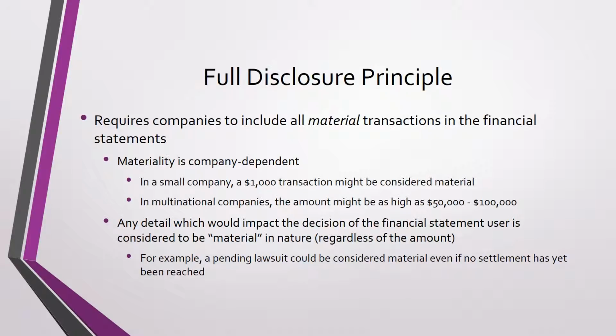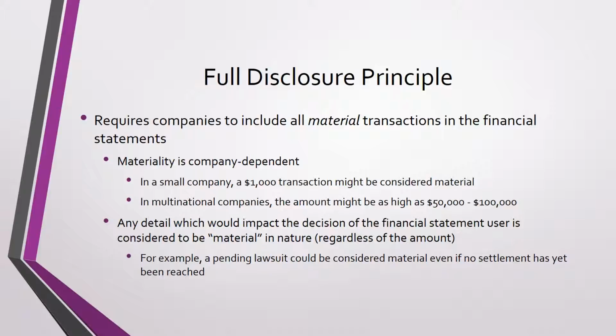Our last principle is the full disclosure principle, and this requires that companies include all material transactions in their financial statements. Now, materiality is company dependent. For a small business, a transaction of $100 or $1,000 could be considered material. But in a multinational company, on the other hand, that amount might be as high as $50,000 to $100,000.